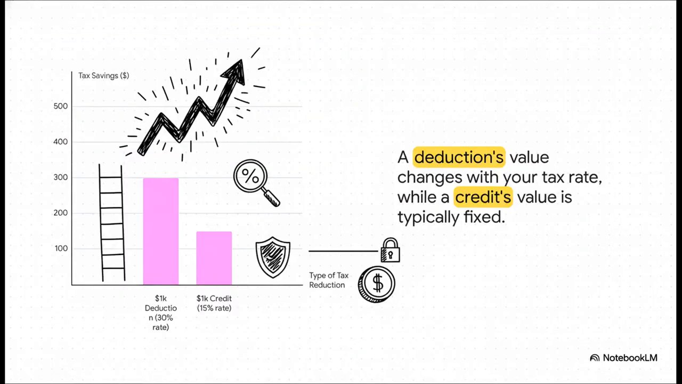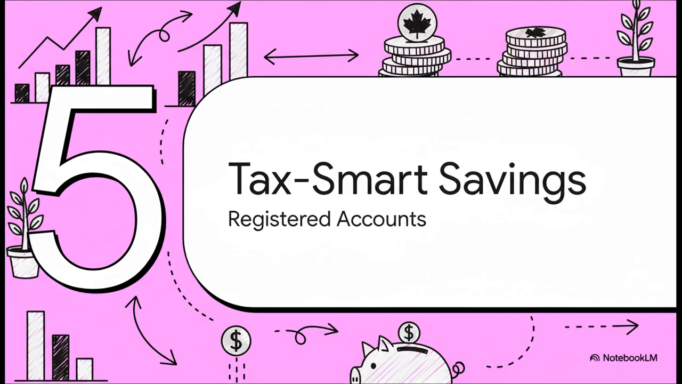This chart shows the impact perfectly. Let's say you have a $1,000 item. If it's a deduction and you're in a 30% tax bracket, it saves you $300 in tax. Its value is tied to your personal tax rate. But if that same $1,000 item is a non-refundable credit, its value is usually 15%, the lowest federal rate, so it only saves you $150 in tax. Big difference.